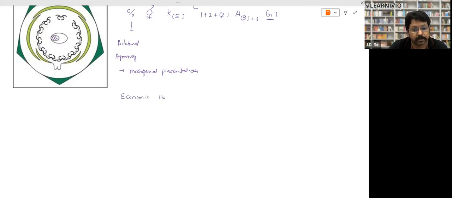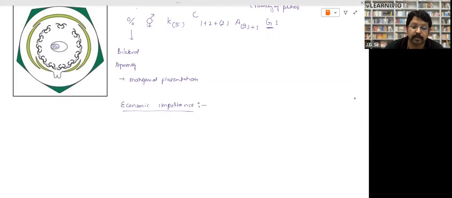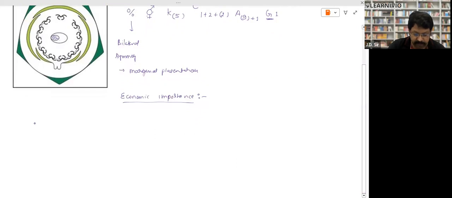Economic importance. Example, you will either get the question directly with this formula, and you have to tell which family belongs to this formula, right? That kind of question. Or you will get an example of any plant, the name of any plant, and you have to tell the family it belongs to, right? So there are certain examples.